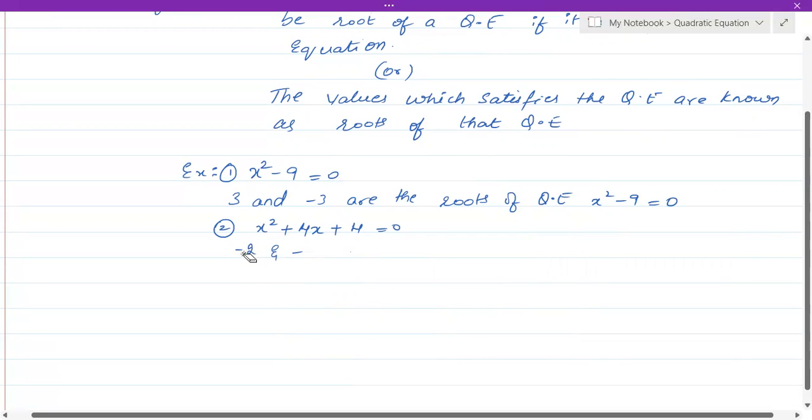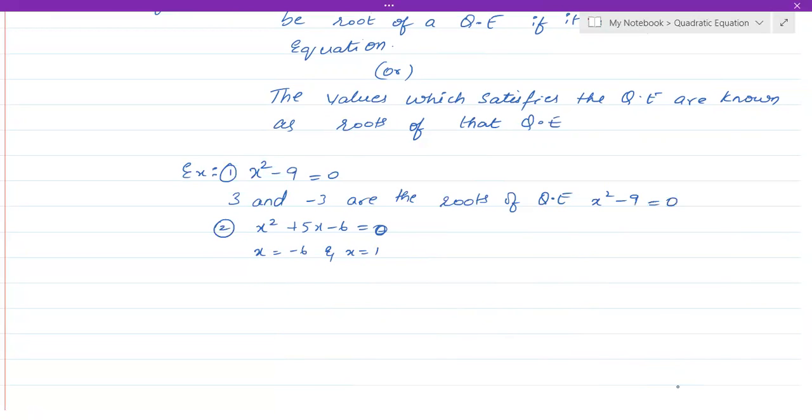Or let me take another example. Let me explain this later. Let me take it like this. x square plus 5x minus 6 equal to 0. So here x is equal to minus 6 and x is equal to 1. If I'm not wrong, let me check it.